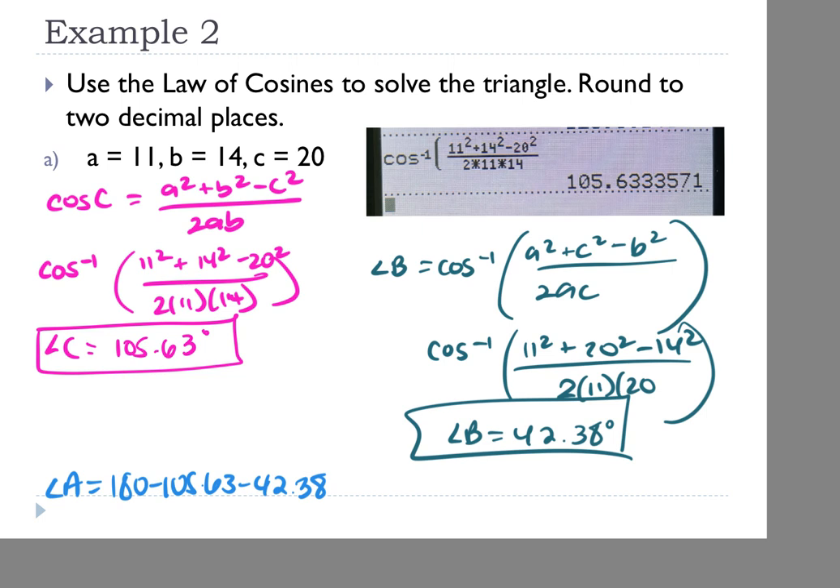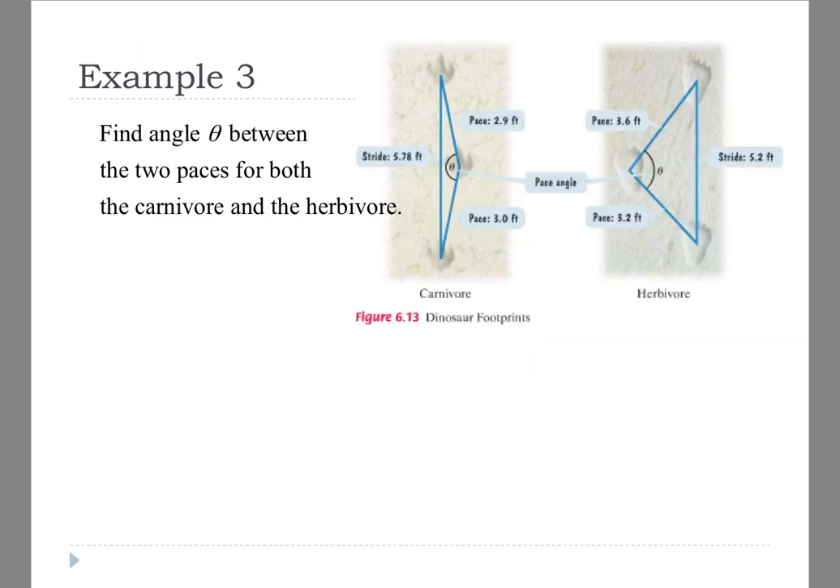And only if you have extra time would I recommend this: you could then go back and find that last one using your law of cosines and check to see if it's the same. Again, it might be a little bit off because of the rounding, but it should be pretty close.